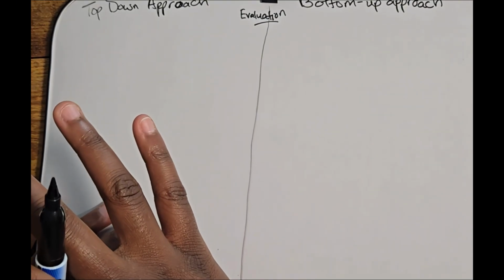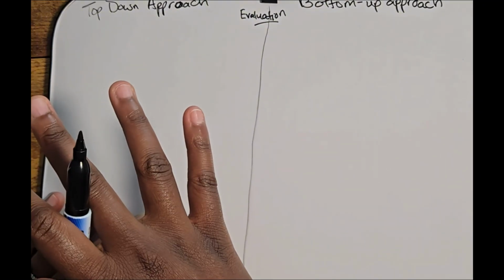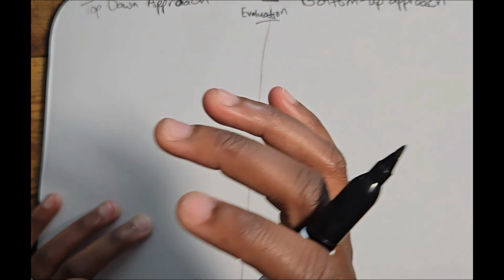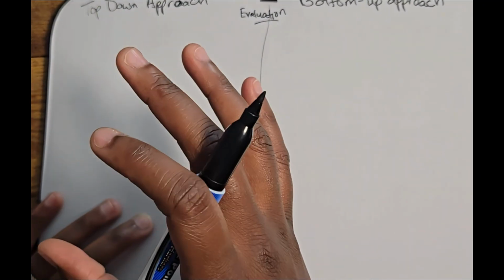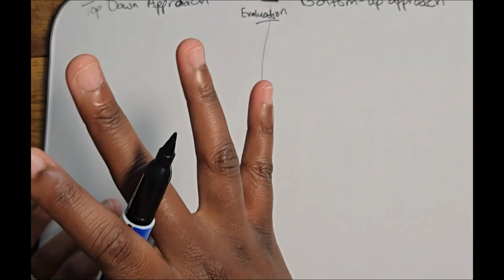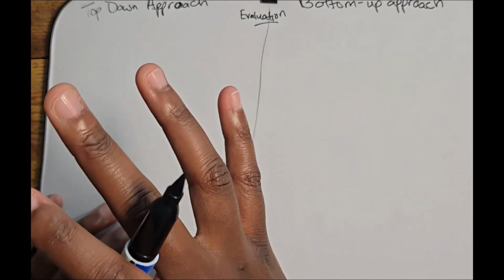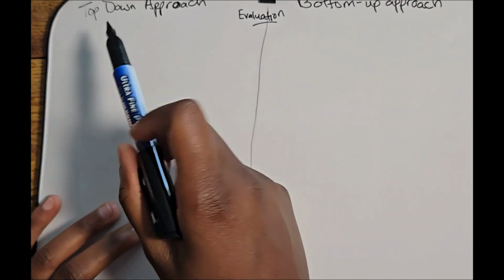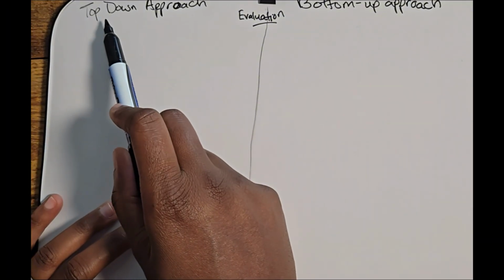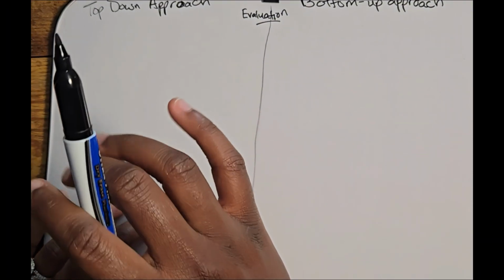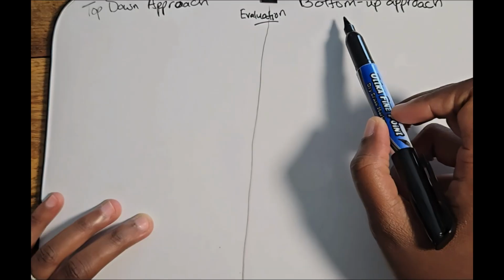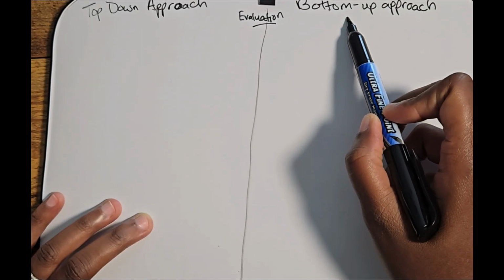I want you to think of solving a puzzle, right? And when you have a puzzle, you look at the big picture first, and you want to solve the big picture first. Let's think of that as top down. Whereas focusing on the tiny pieces is more so bottom up approach.